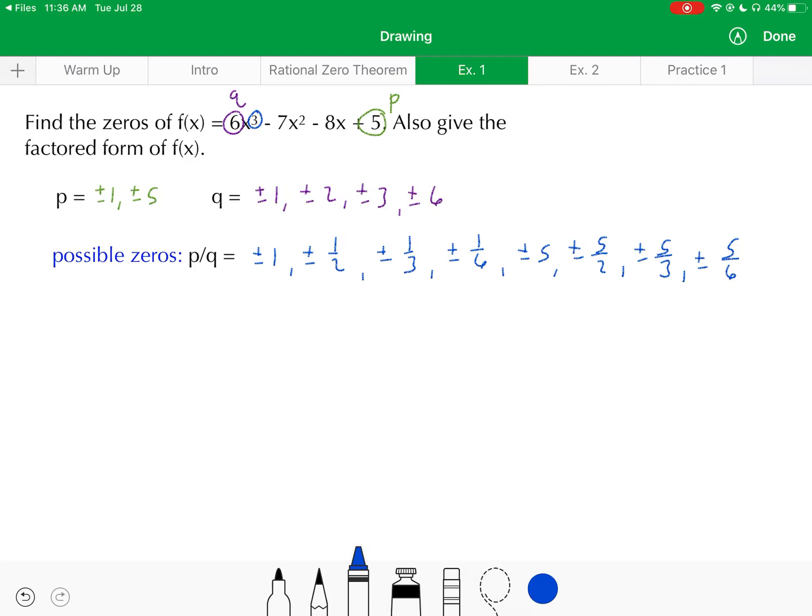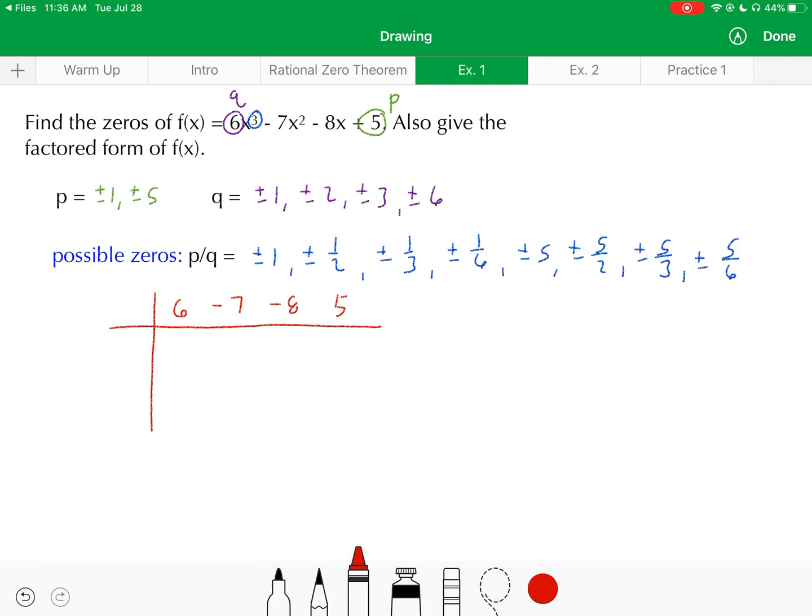I'm using the remainder and factor theorems with synthetic substitution, okay? Now, since I'm going to be testing multiple numbers here, I'm going to give you kind of an abbreviated way of doing your synthetic substitution, okay? So we're going to make kind of a little chart here. I'm going to put the coefficients of my function up top. So 6, -7, -8, and 5.